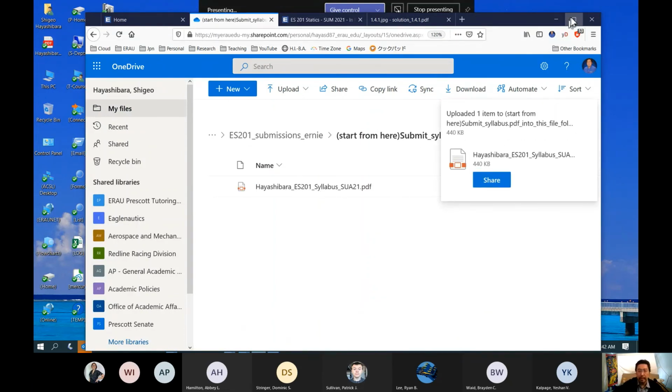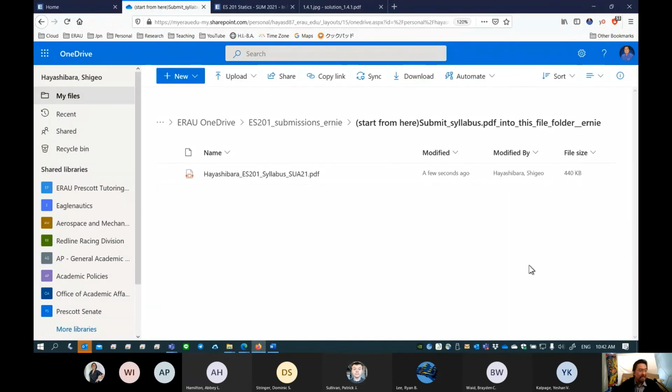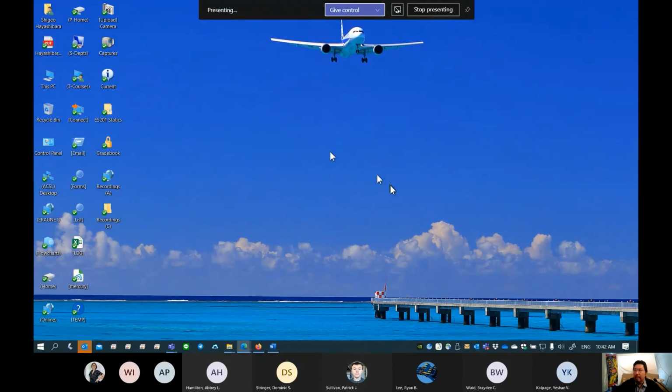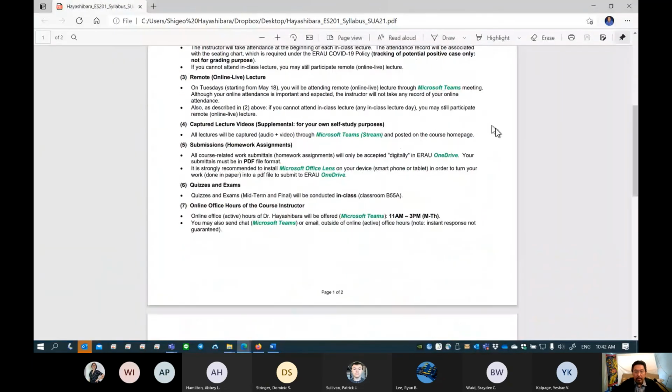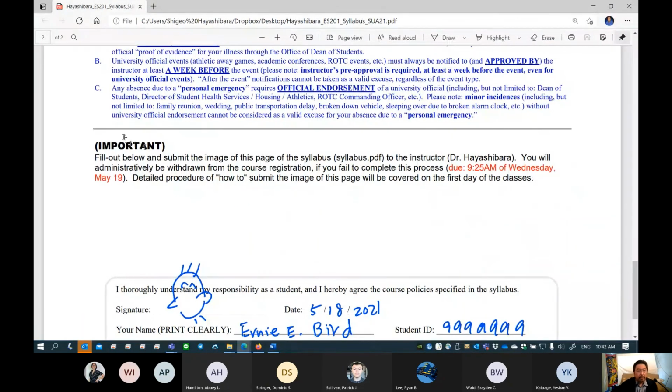That's it. So this is something you need to be doing today. This is due tomorrow 9:25, isn't it? I think it's written. Let me just take a look at it. Fill out below and submit the image of this page of the syllabus to the instructor. You will administratively be withdrawn from the course registration if you fail to complete this process. Due date is tomorrow? Yeah, it's tomorrow, 9:25 a.m. Let's just do it today.